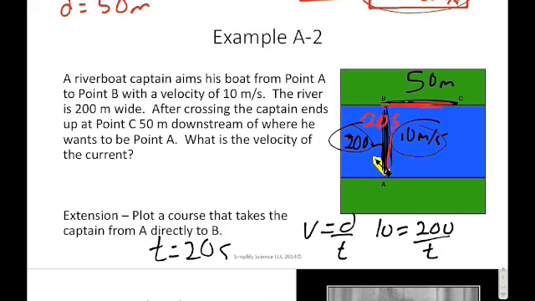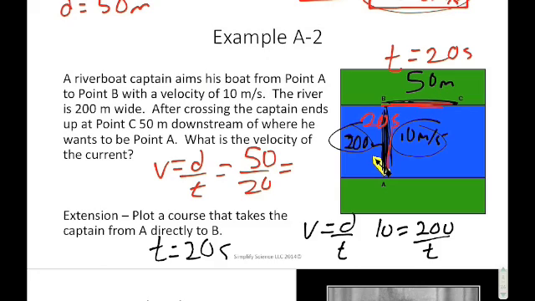So what I can say is time is equal to 20 seconds. Remember from projectiles that time is the one thing that goes back and forth between the x and y axis. So because of that, you have the whole idea of velocity equals displacement over time. So you could say 50 divided by 20, which in our case would be 2.5 meters per second. That would be the current.